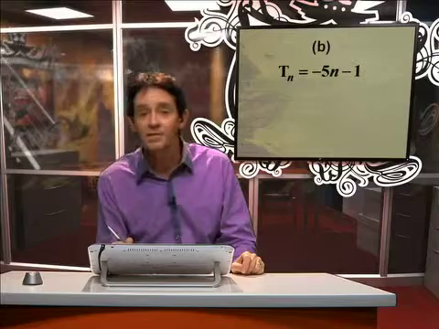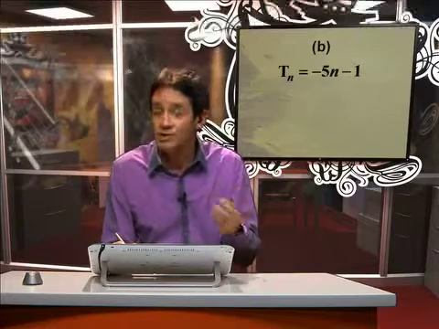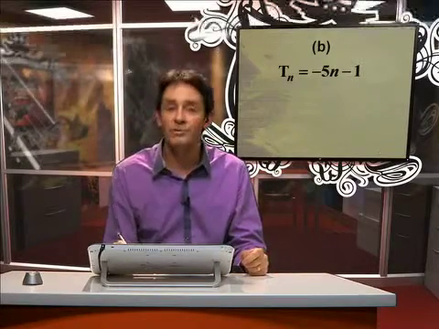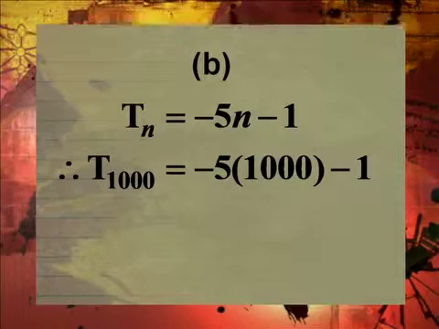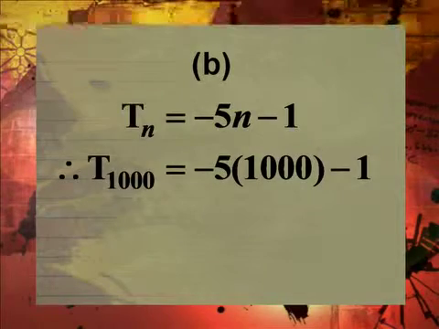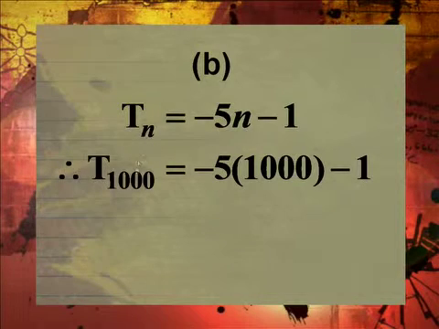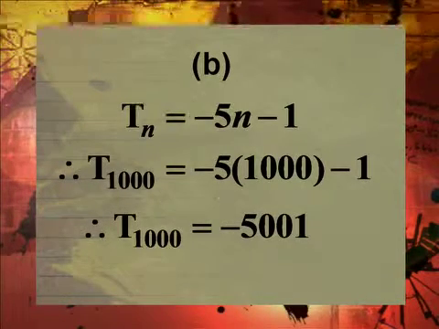Okay, now the next part gives you the formula you've got here, and you're going to have to work out a specific term. And we wanted the thousandth term. Well, once you've got the general term, your n is 1,000, and we plug it in. Okay, 1,000 goes in there. All right, and off we go. We work that out. Minus 5,000, and minus 1 is that.